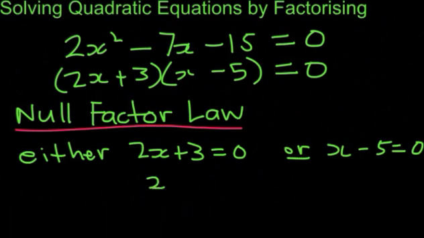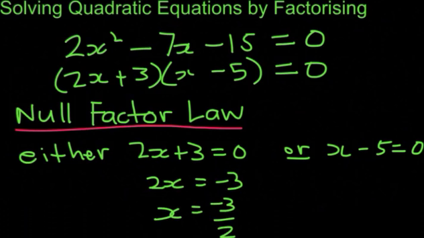So we'll have 2x = -3. x would be equal to -3/2. That's for the first expression. And the value of x that would make the second expression equal to 0 would be x = 5.